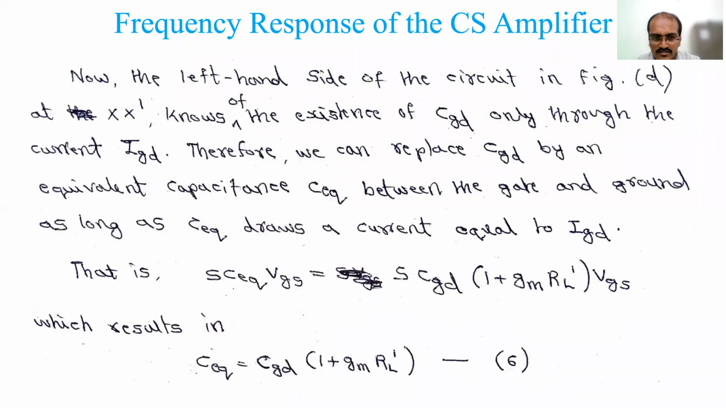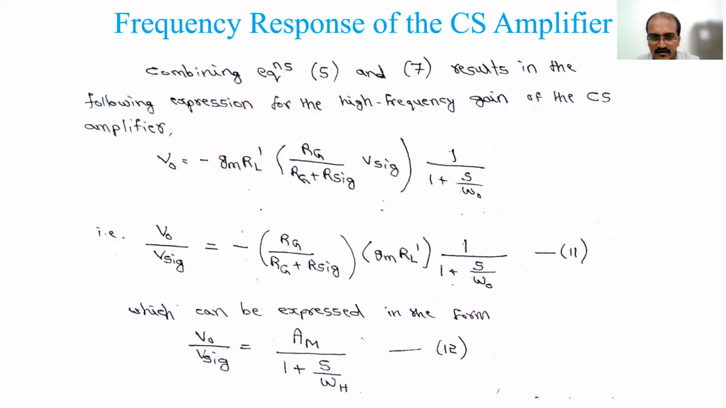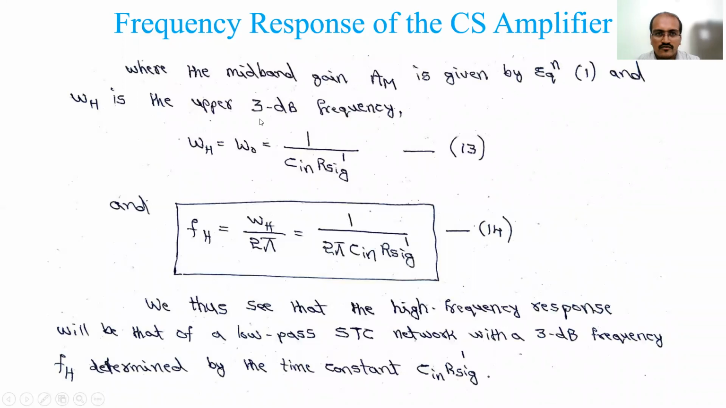Even in calculation, if you want to find AM, you have to refer to that equation only. That term you have to write, but it is in compressed form now. This complete term I have substituted as AM, the mid-band gain, divided by 1 plus S by omega H. So this is my equation number 12. Last one step we left out to get the frequency, where the mid-band gain AM is given by equation 1 and WH is the upper 3 dB frequency. That's what we are going to derive, right?